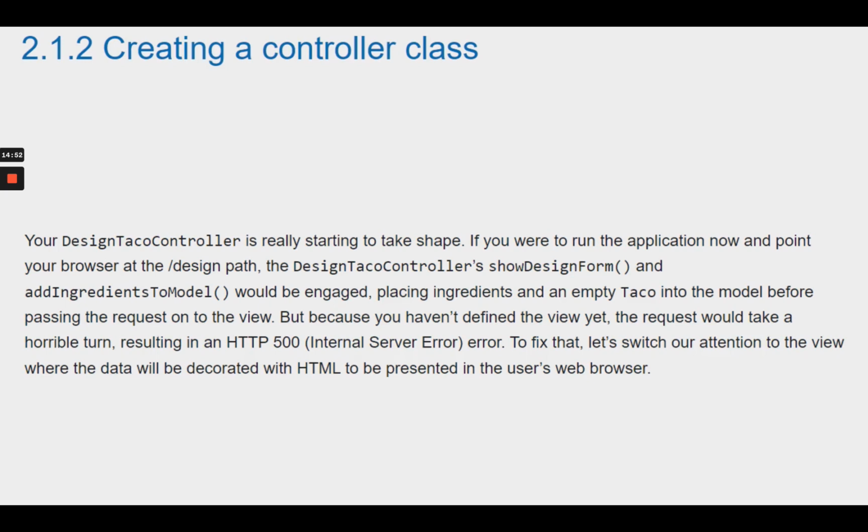If you were to run the application now and point your browser at the /design path, the DesignTacoController's showDesignForm() and addIngredientsToModel() would be engaged, placing ingredients and an empty Taco into the model before passing the request on to the view. But because you haven't defined the view yet, the request would take a horrible turn, resulting in an HTTP 500 (Internal Server Error). To fix that, let's switch our attention to the view where the data will be decorated with HTML to be presented in the user's web browser.